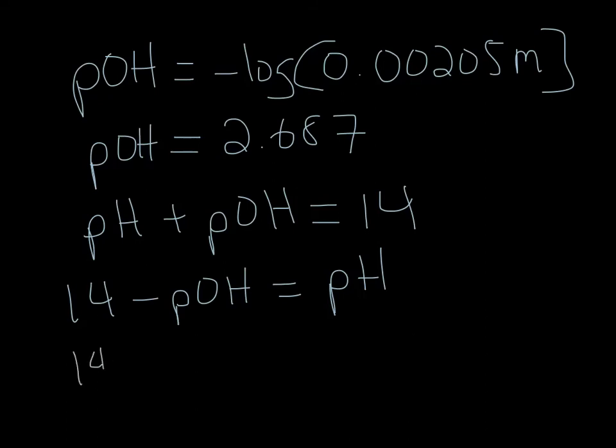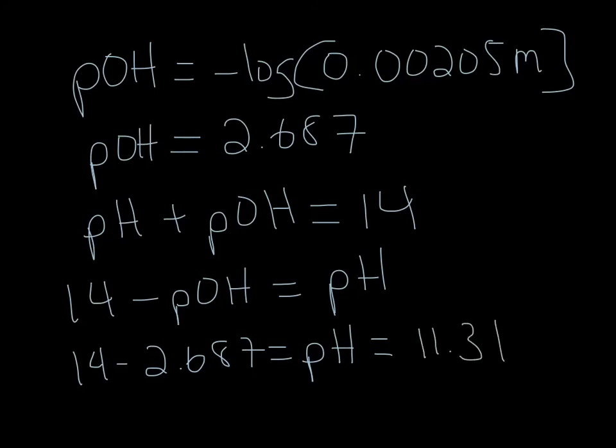So in this case, 14 minus 2.687 is equal to the pH of my solution, and that is equal to 11.31, which is what we would expect. If you're paying attention here, you'd notice that a number like 2.687 for a basic solution does not coincide with a pH, right? Because a pH of 2.687 would be a very acidic solution. It makes sense to have a pH of 11.3 for a basic solution.